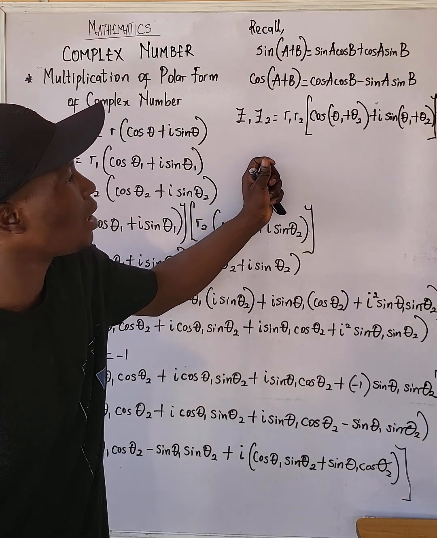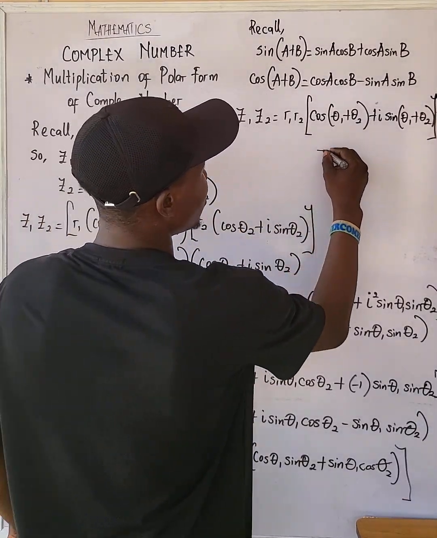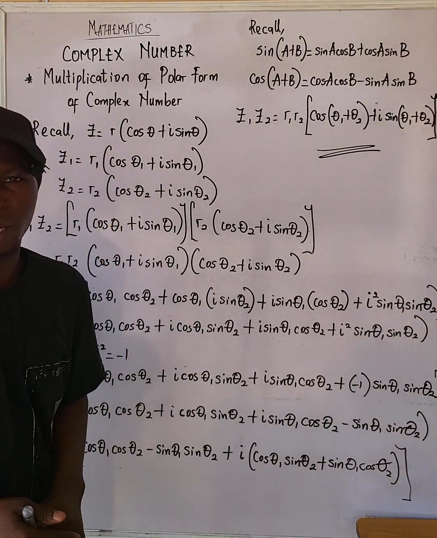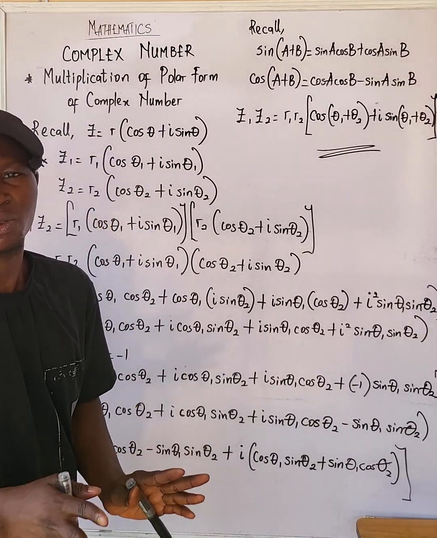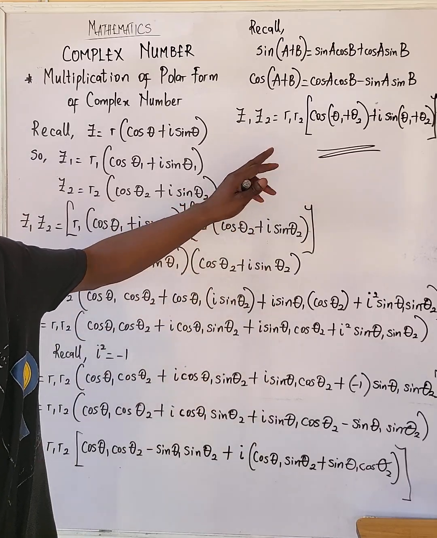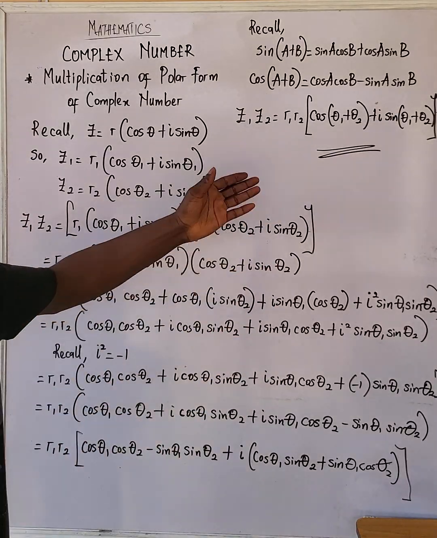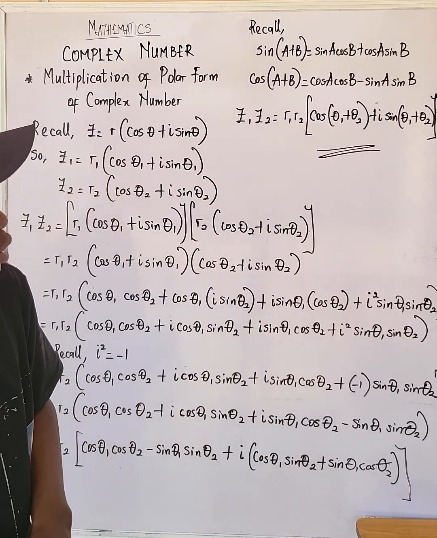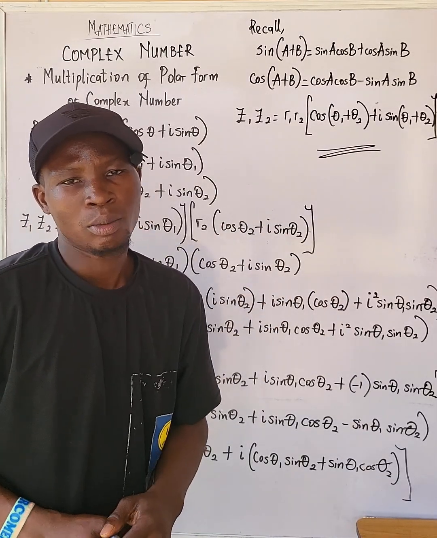So this is just the formula we want to derive, on the multiplication of polar form of complex numbers. This is the formula we use. So when you are given numbers in polar form, Z1 Z2 is equal to R1 R2 cos theta 1 plus theta 2 plus I sin theta 1 plus theta 2.